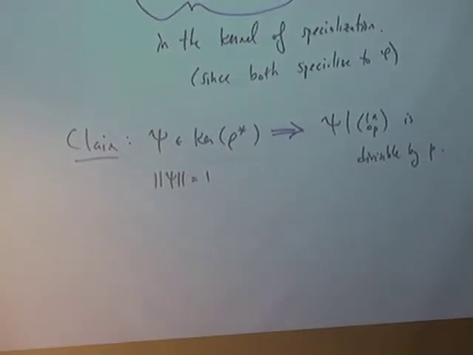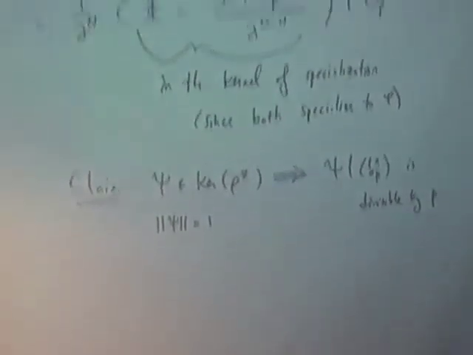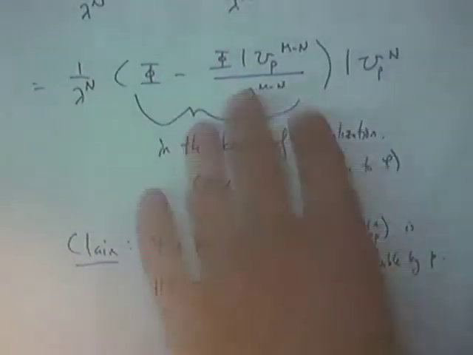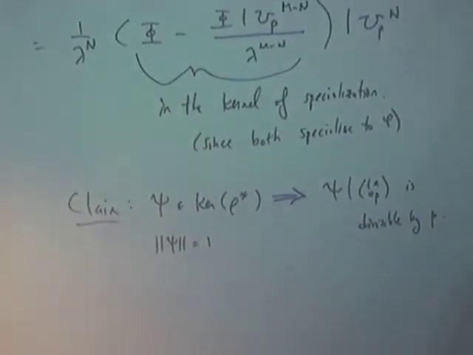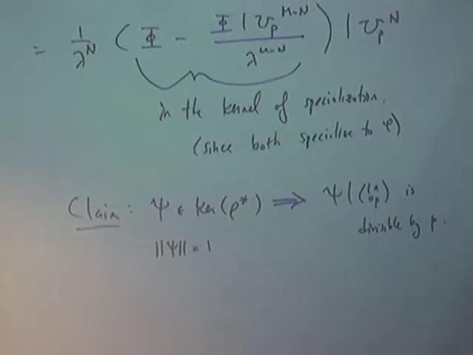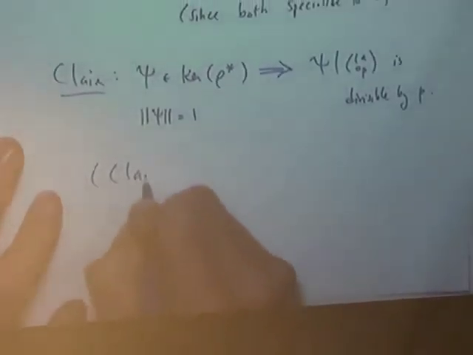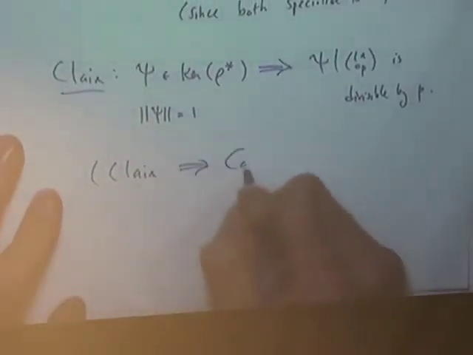Let me say it again now that this is stated correctly. If you believe the claim, then this thing is in the kernel of specialization, and each time I hit it with up, I'm decreasing the norm by a factor of p. And I do that n times. This gets really small. That's what I need to show for Cauchy. Okay, so then why is the claim true? I hope people believe this. So the claim implies that it's Cauchy, and we just have to check the claim.